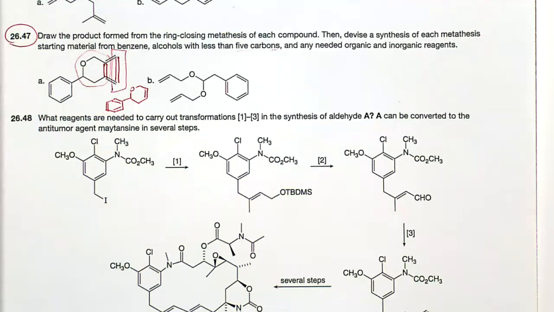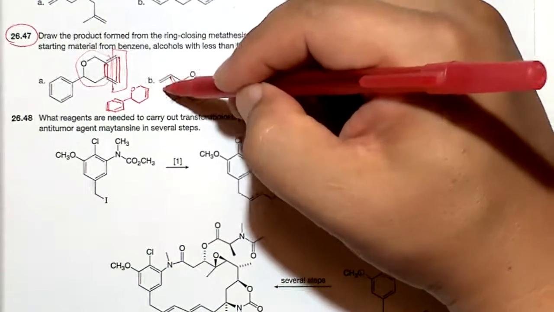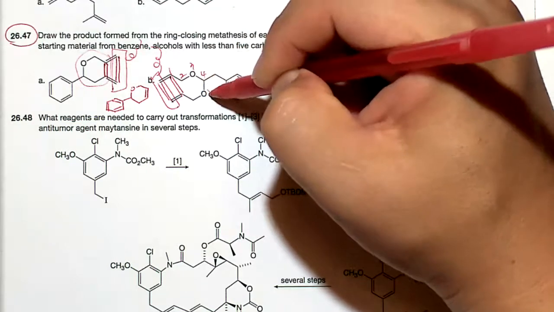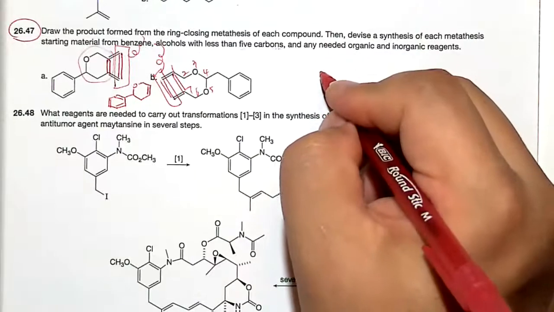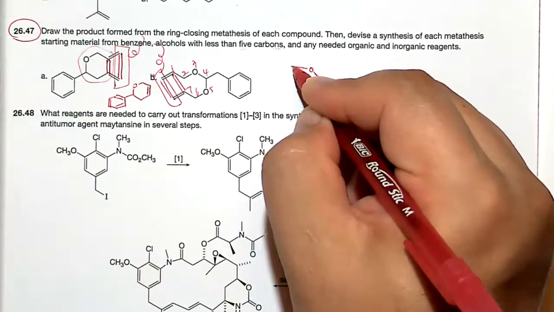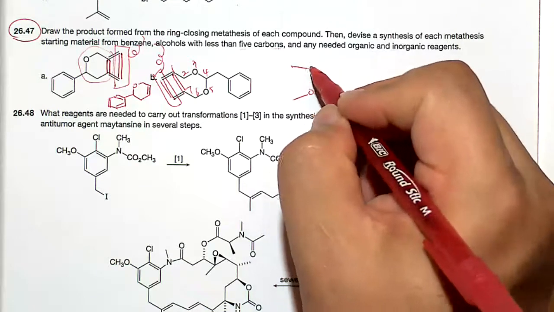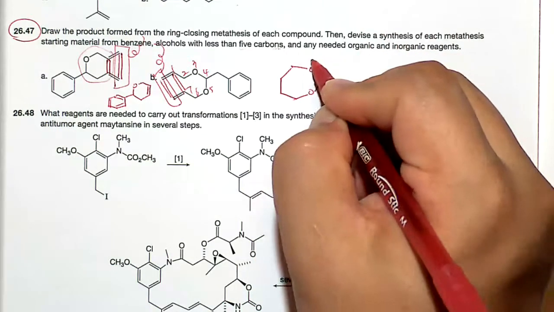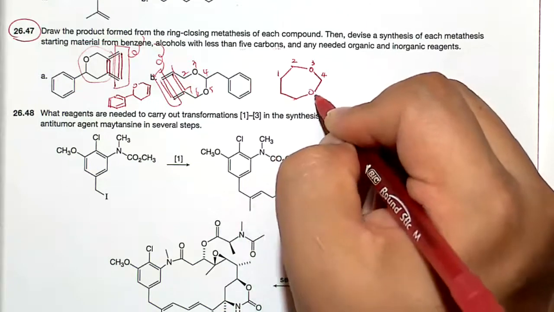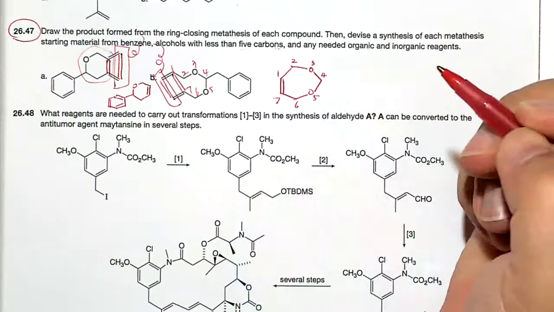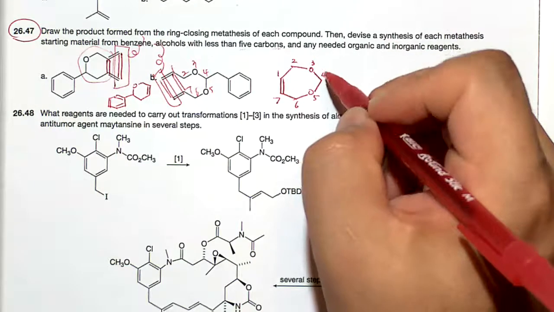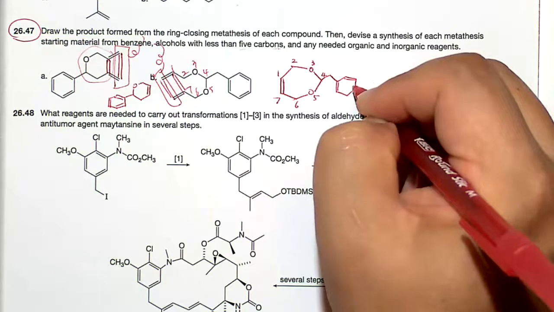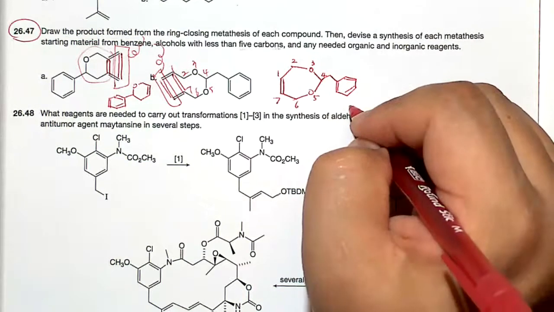For B, the product is this will make double bond, this will make double bond, this will leave, and 1, 2, 3, 4, 5, 6, 7 membered ring will be formed. I'm gonna draw 1, 2, 3, 4, 5, 6, 7. 1 and 7 will have double bond by metathesis. Number 4 has benzyl. So this is your product.